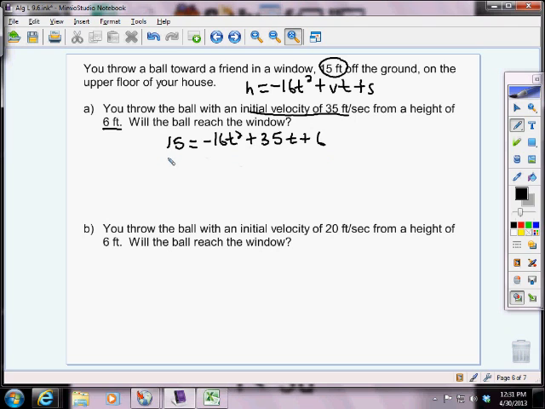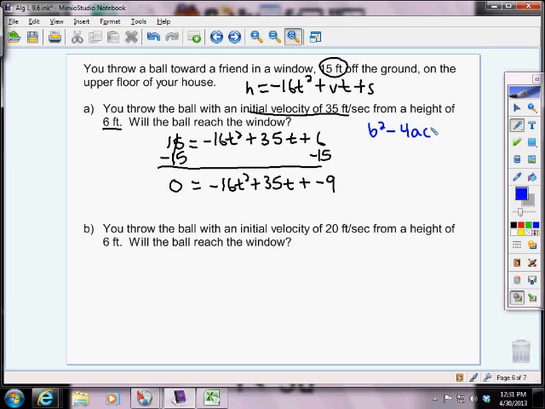Well, if we set this equal to 0 and put it in standard form, we end up with a quadratic equation. And if we want to know if it's going to reach the window, we're not saying how long is it going to take to reach the window. We're just saying, is it going to reach the window? We want to know if there's a solution, a real solution. And if we want to know if there's a real solution, we can use our discriminant.